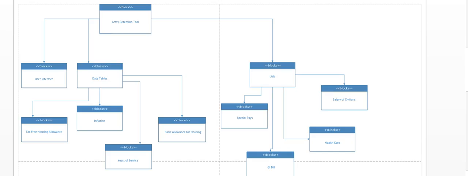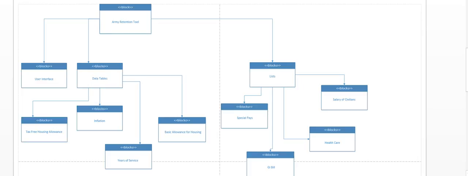Next, we have the block definition diagram. Upon this diagram, we have three categories: user interface, data tables, and lists. User interface is the means by which the user and the computer system interact, in particular the use of input devices and software. Data tables are things that the soldier can put in themselves.